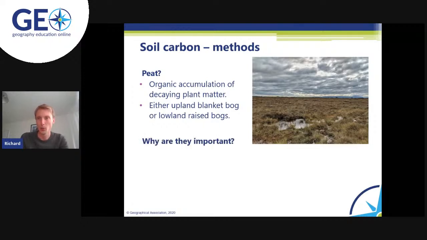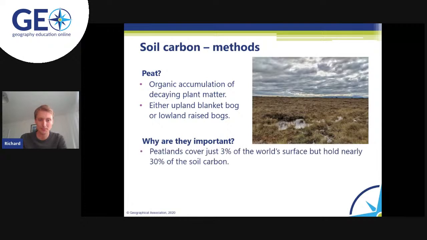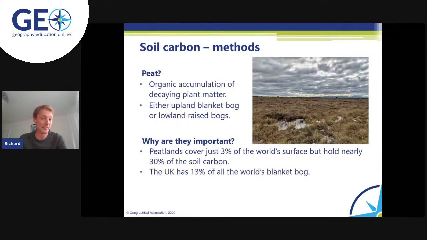Just for interest, why they're important to us. There's not much in the world. There's only 3% of the world's surface covered in peat, but it does contain 30% of all soil carbon around the world. So a huge proportion of global carbon is locked up in peatlands. And the UK has 13% of all the world's blanket bog. So we've got a big chunk of that 30% within the UK.